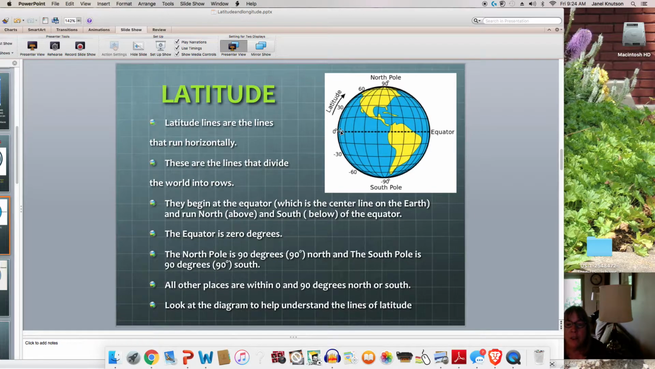Okay, let's go south of the equator. We start at 0 again. Going down, this would be 15. This would be 30 south. This would be 45 south. Even though it doesn't say it, we can figure it out with our math. This is 60 south. In between 60 and 90, we could figure it out as 75 south. And then we have 90 south, which is the South Pole.